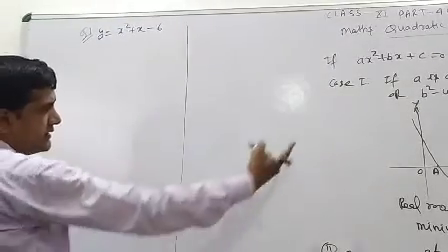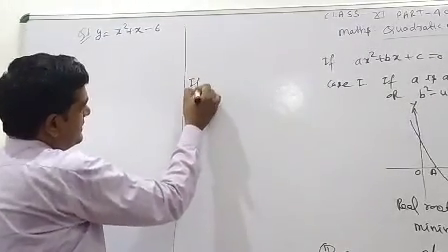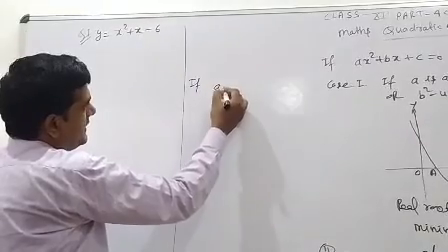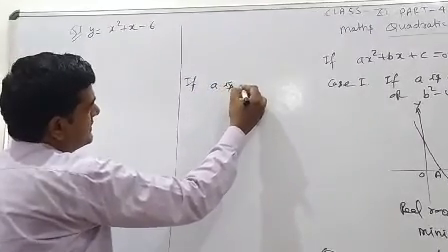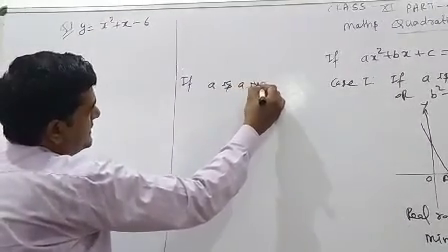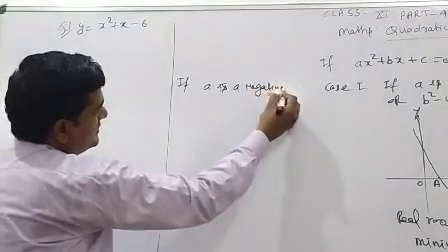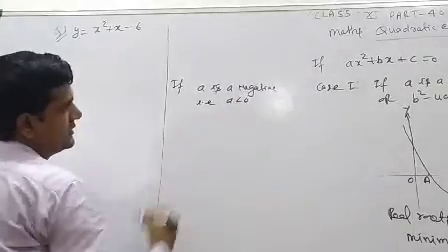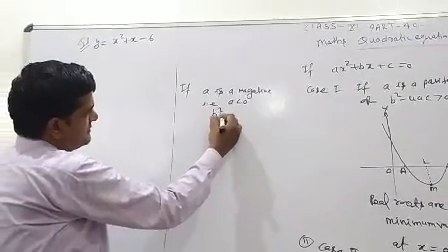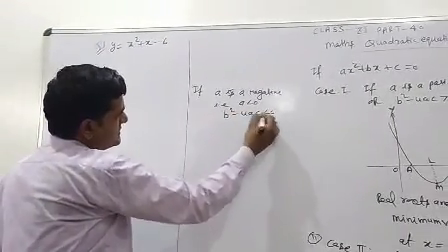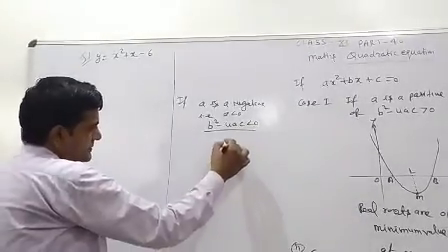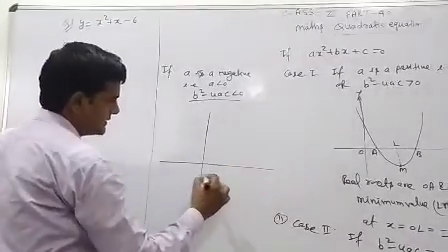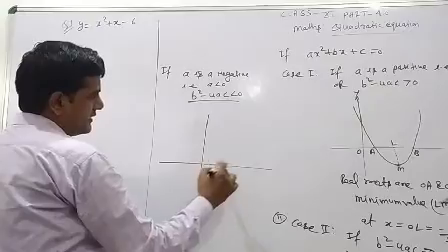Negative means if a is a negative value, that is a is less than 0. Understood? It means b square minus 4ac less than 0. Very simple, like this one here. Understood?